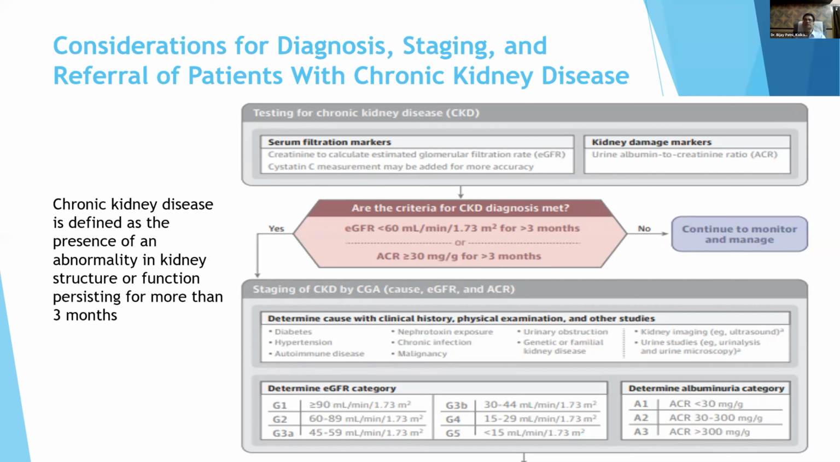So any patient who has eGFR of less than 60 or ACR of more than 30 for more than 3 months, these can be defined as CKD, and we need to understand or determine the cause with clinical history, physical examination, and the parameters which we already discussed about. So as already spoken about, you have to really define the category either by eGFR or by the albumin criteria.